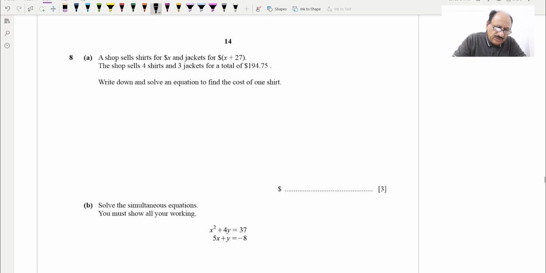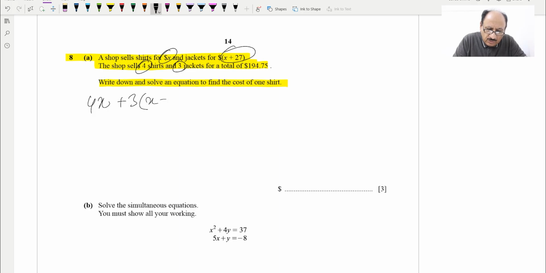Here comes question number 8, and question number 8 says, A part, a shop sells shirts for $x and jackets for $x plus $27. The shop sells 4 shirts and 3 jackets for a total of this much. So this is basically forming algebraic equations and then solving them. So write down and solve the equation to find the cost of a shirt. If we take 4 shirts and the price is x, this will be 4x, plus 3 jackets, so 3 times x plus 27, amounting to 194.75.